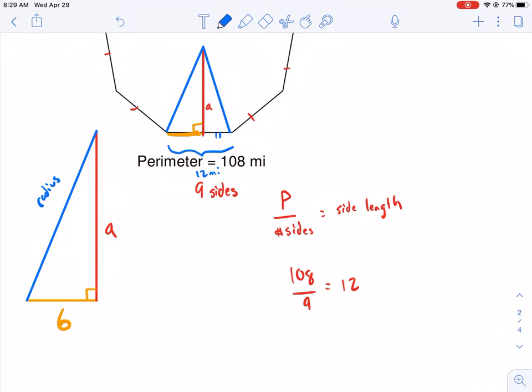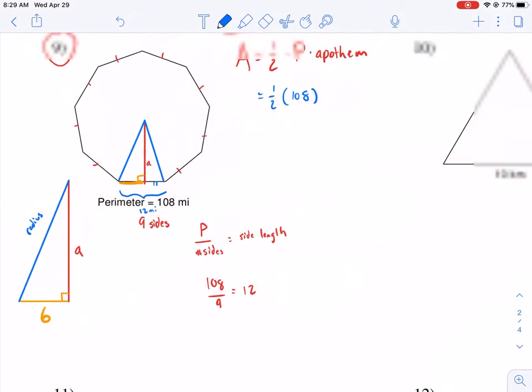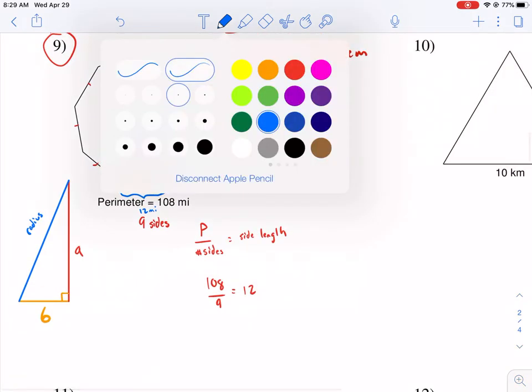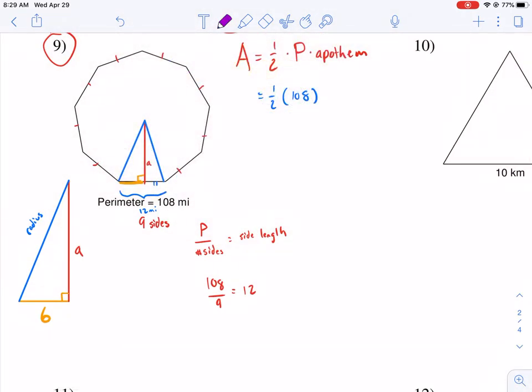So that's a problem. We can't use the Pythagorean theorem, so we're going to have to use trigonometry. So what can we do? Well, the one thing we can do is find our central angle, and that's this part here. This is our central angle. Once we find our central angle, it makes this problem much easier to do.